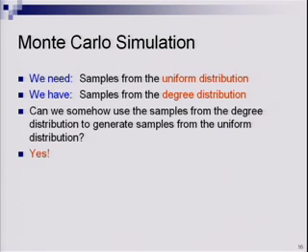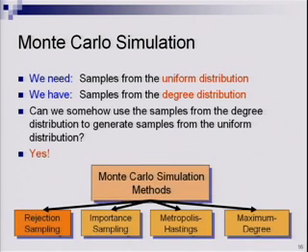Well, since I'm here, you know that the answer is yes. And actually, it's a well-studied area in statistics called Monte Carlo Simulation, which addresses exactly this question: how to take samples from one distribution and simulate sampling from another distribution. In our work, we use 4 such methods. And in this talk, I will focus on the simplest one, which is called rejection sampling.